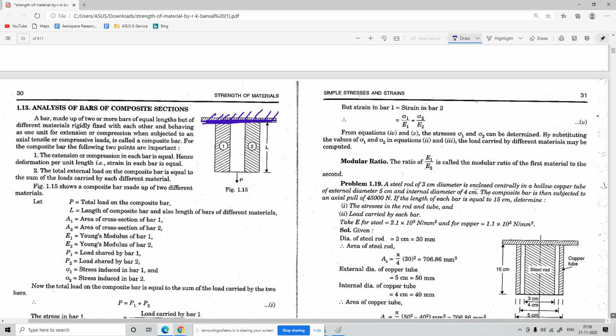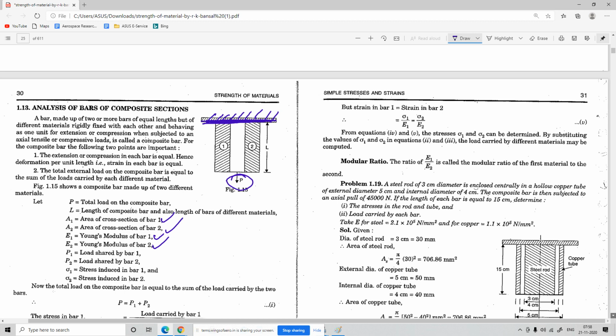Okay, so here we have 1 and 2, right, of different materials, and the load is acting and the length of this particular thing is the same. Here the load acting on it, this P, is the total load on the composite bar. Composite bar in the sense a combination of one or more bars, though their length remains the same. The cross sectional area is different for bar 1 and bar 2, defined as A1 and A2. The Young's modulus for 1 and 2 is different because they are different materials.